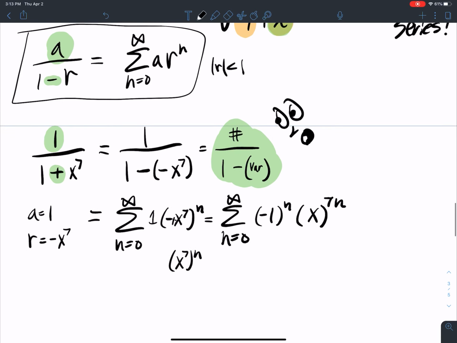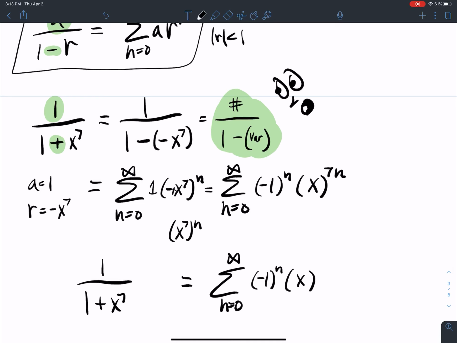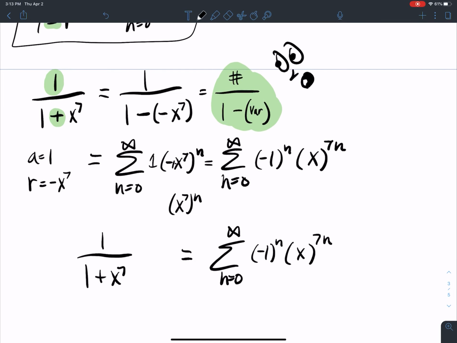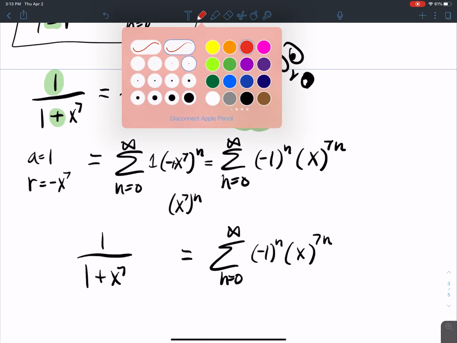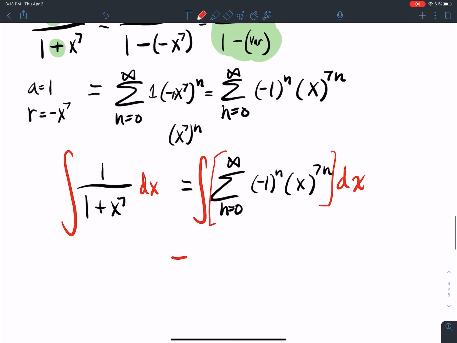And what am I wanting to do to my new series? So I have 1 over 1 plus x to the 7th equal to the series n equals 0 to infinity, negative 1 to the n, x to the 7n, okay? So what am I going to do here? Well, I wanted to integrate, right? So if I integrate on the left side, integral with respect to x, I integrate on the right side too, okay? And so now I'm going to integrate term by term.